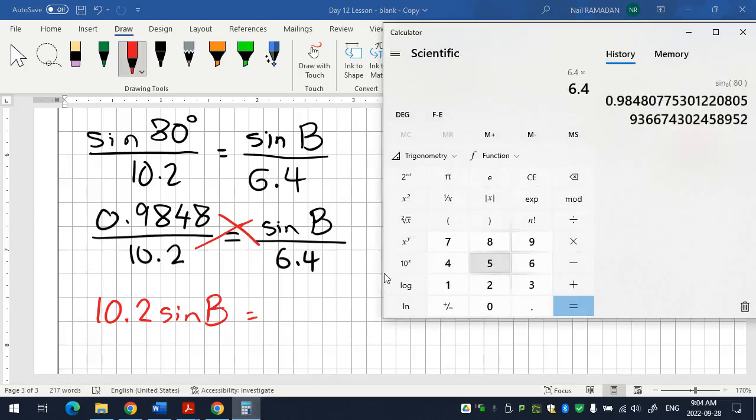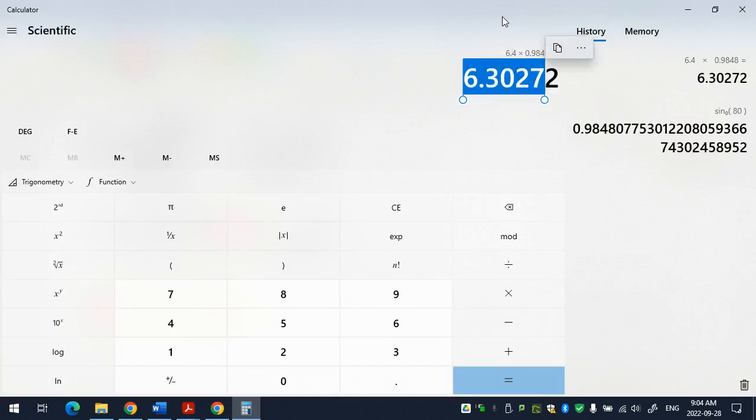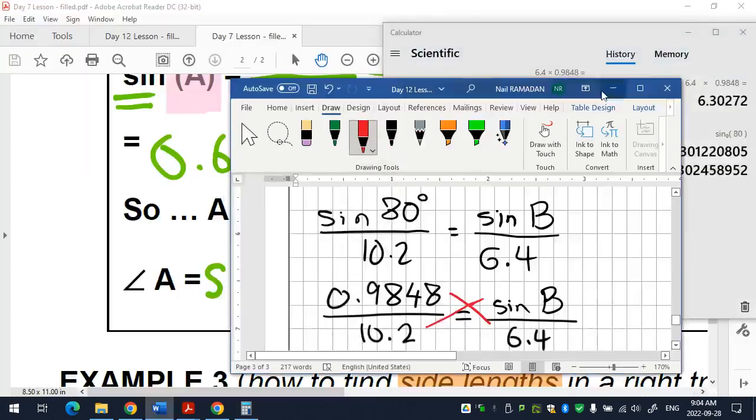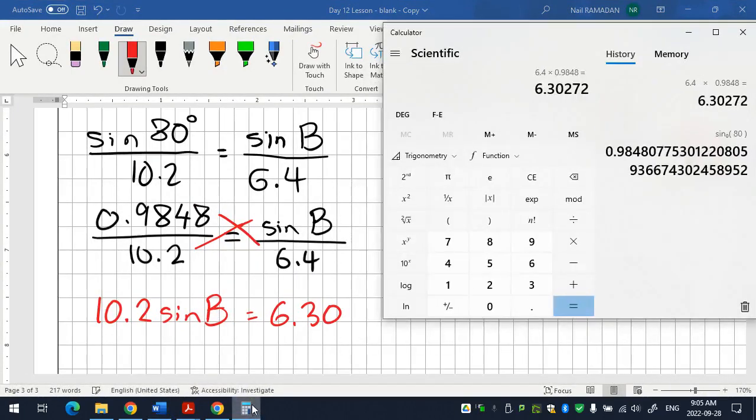6.4 times 0.9848. I'm going to write the whole number. 63072. Actually, sorry, or you can stop at what again? How many? 4. By the way, whenever you have more than 4, feel free to stop at just 4. When you have less than 4, you have to keep all of them. So this will be 30272. So just 27. You can use the whole number if you want. I really don't have a problem with that. So, what was it? 63027 or 72? 27.